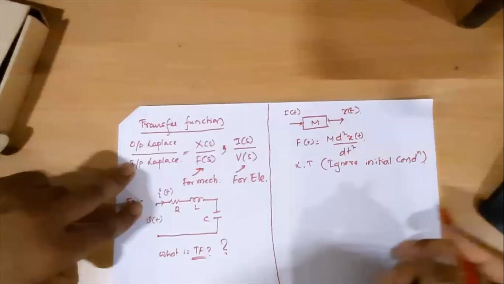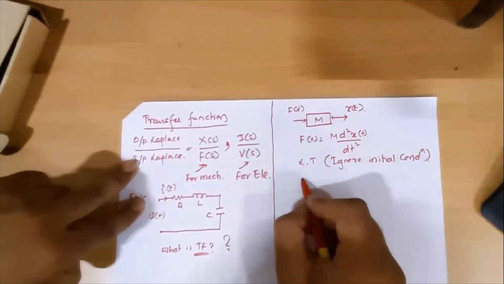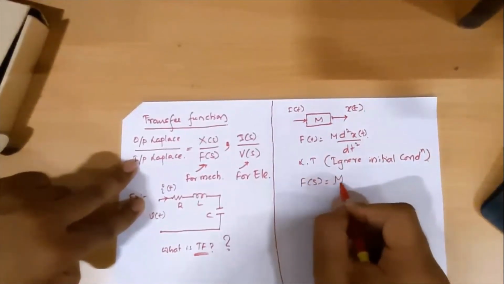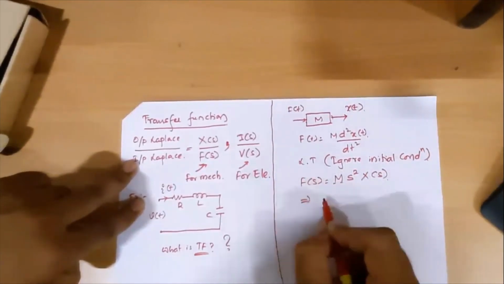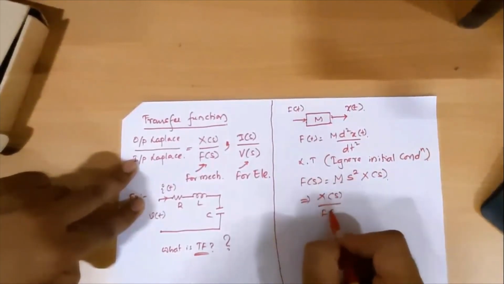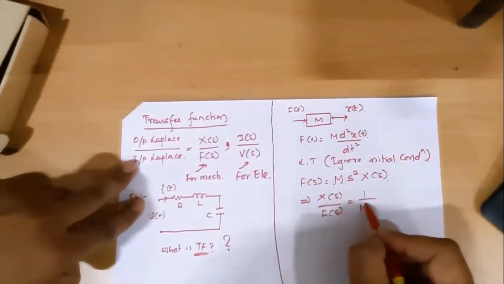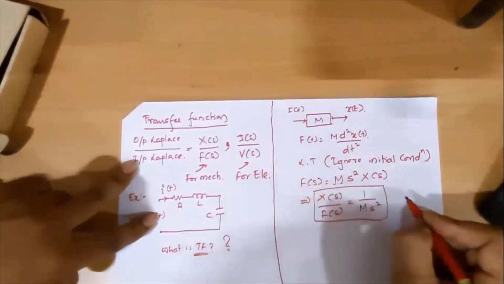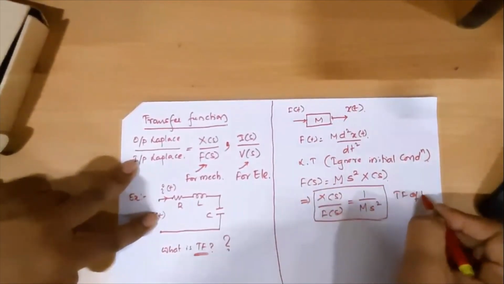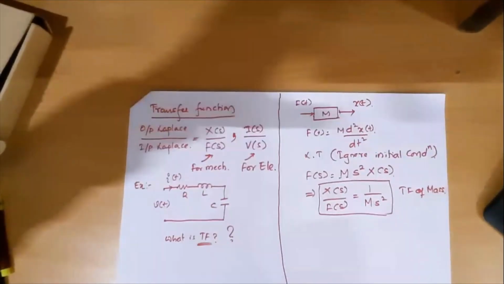So here we ignore initial condition for the sake of simplicity and we apply the Laplace transform. So things are very simple. F of s equals m into s square X of s, and the d by dt square will disappear. I hope you are aware of this. So directly write X of s by F of s. Okay, so this is the transfer function of the mass block. Very, very simple. The simplest part, transfer function of mass.